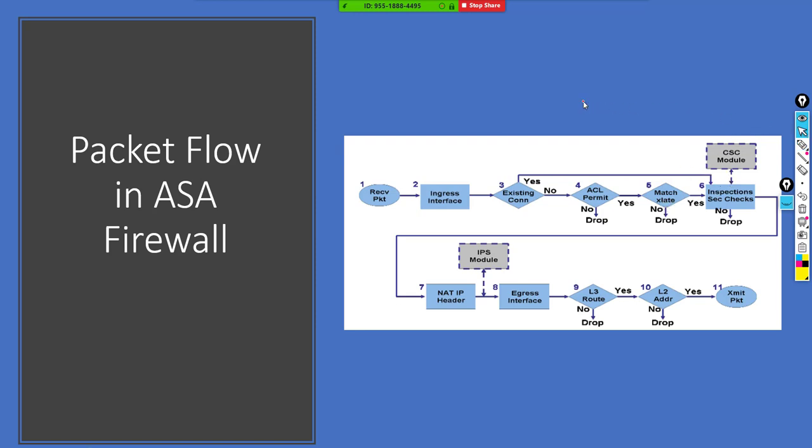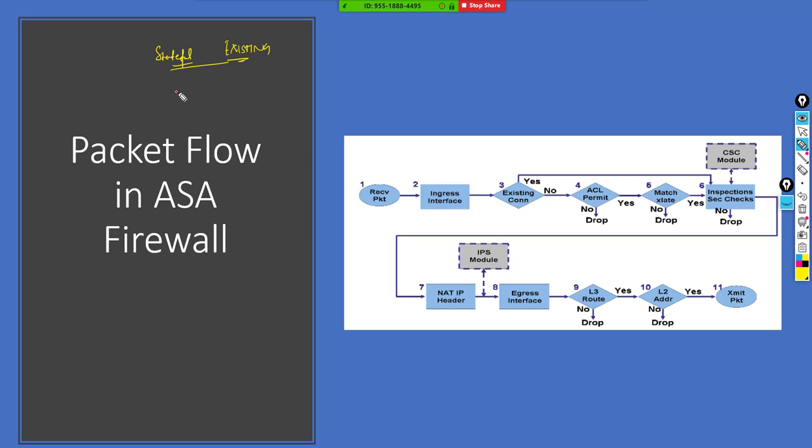So in that case, that existing connection will not go through the ACL and then match, right? Yes, it goes directly, from 3 to 6. So why do we use this concept? Why do we actually use stateful inspection?